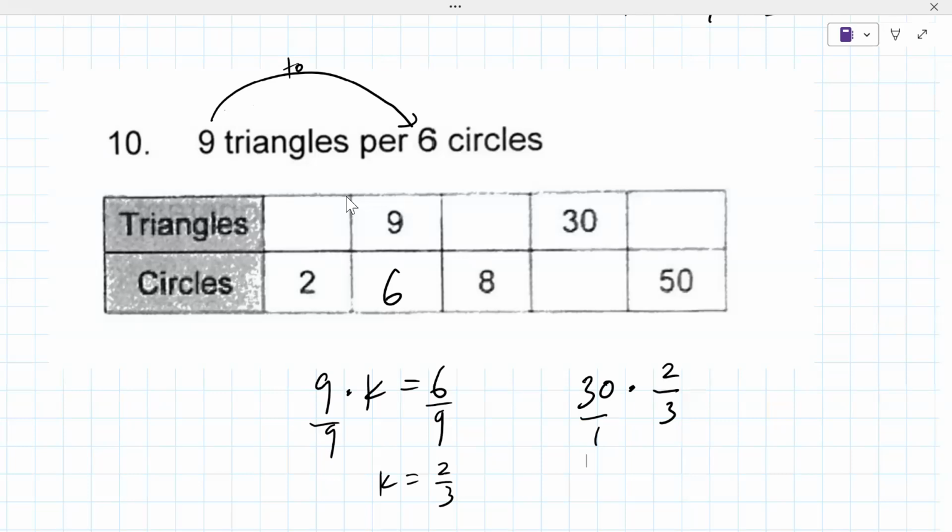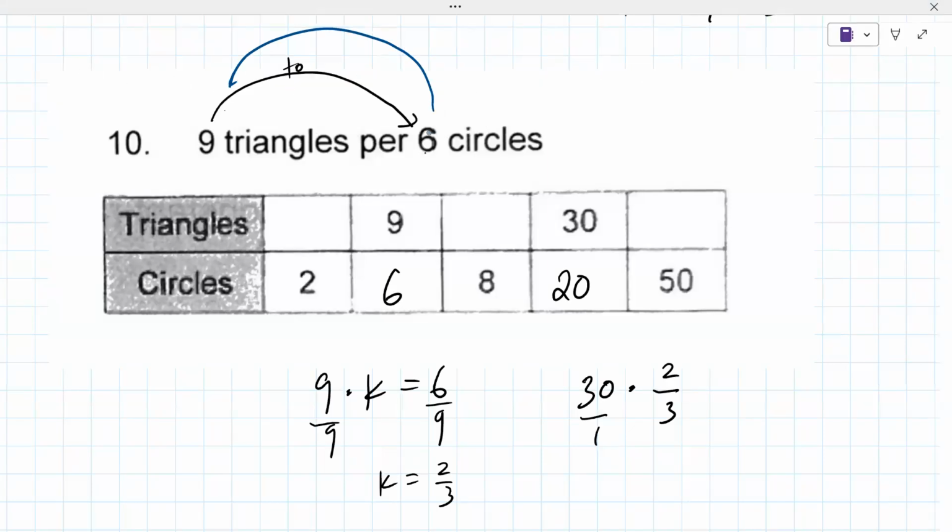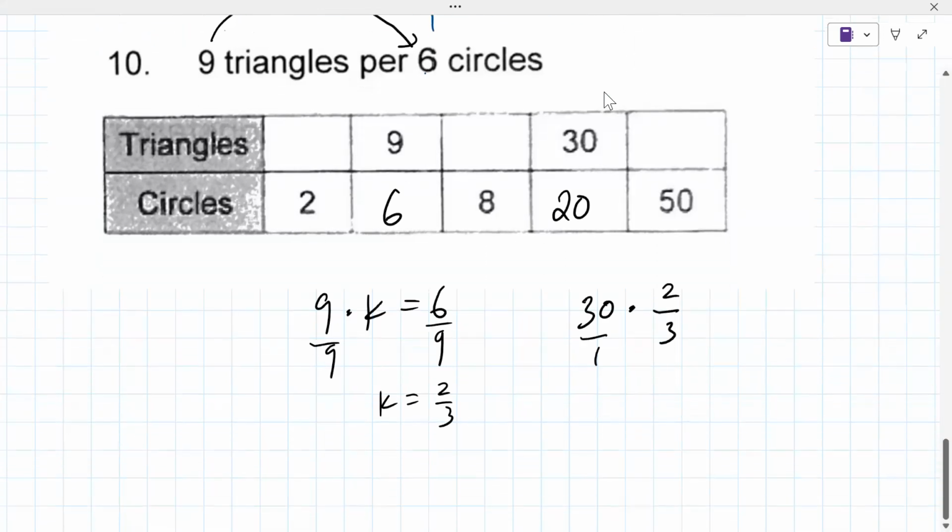So that's 20. Okay, now to go the other direction, here, you would divide by 2/3, which is a little weird. So remember, you change that to multiplication by the reciprocal. So you're going to take each of these bottom numbers and multiply by 3/2. So 2 times 3/2, that'd be the first one.